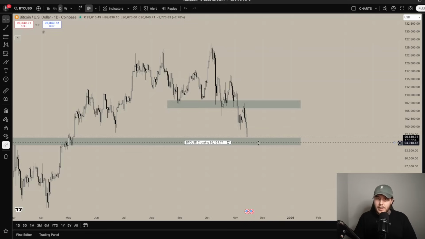The reason why I've put the alert here is because I'm looking to see if price is going to break this level. I want to see if price is going to break it and push through, or if it's going to show a rejection wick.